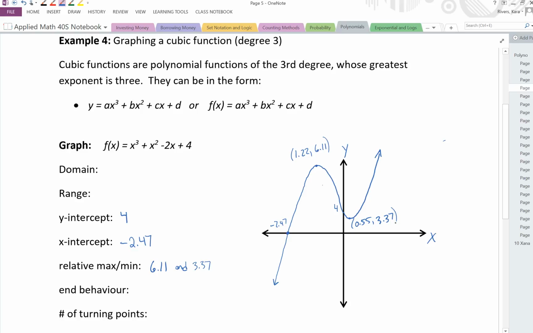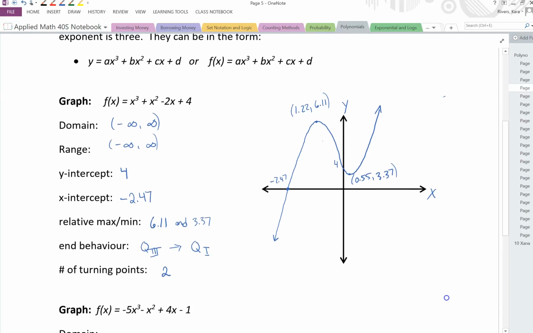Mine's exaggerated a little bit, but I kept my scale, okay? My domain for this, you can see that those arrows are going up and out and down and out, so my domain is going to be from negative infinity to infinity. My range is also from negative infinity to infinity. It has no lower limit and no upper limit. The end behavior, reading from left to right, I'm going from quadrant 3 to quadrant 1. And in this case, for our cubic function, we actually have 2 turning points, one at each vertex.